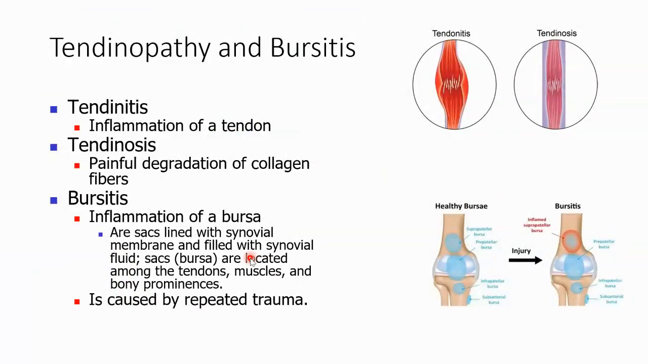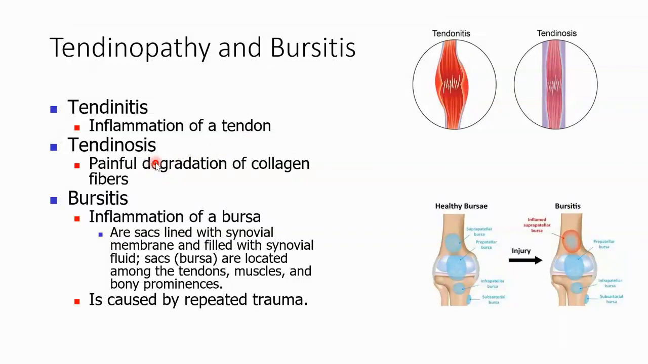Okay, the next one is tendinitis, tendinopathy, and bursitis. So tendinitis is an inflammation. Itis means inflammation of a tendon. So you can see there's some injury here and it's been stretched or pulled, and they get some tendinitis from stretching a tendon or straining a tendon.